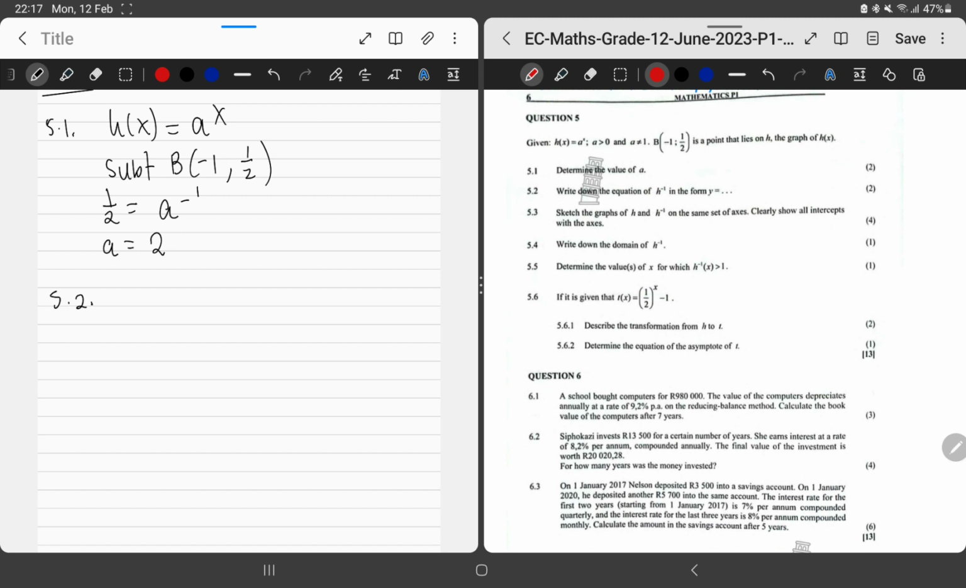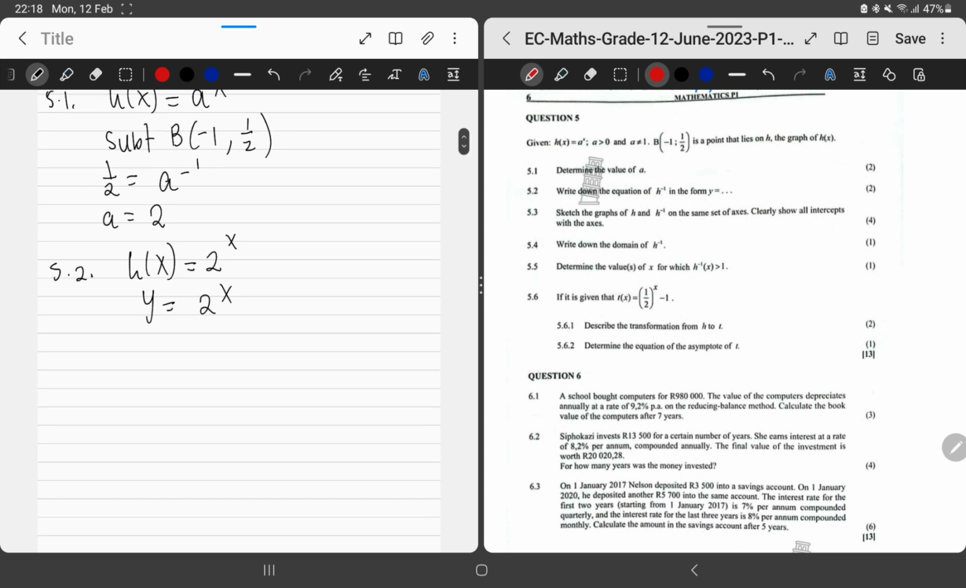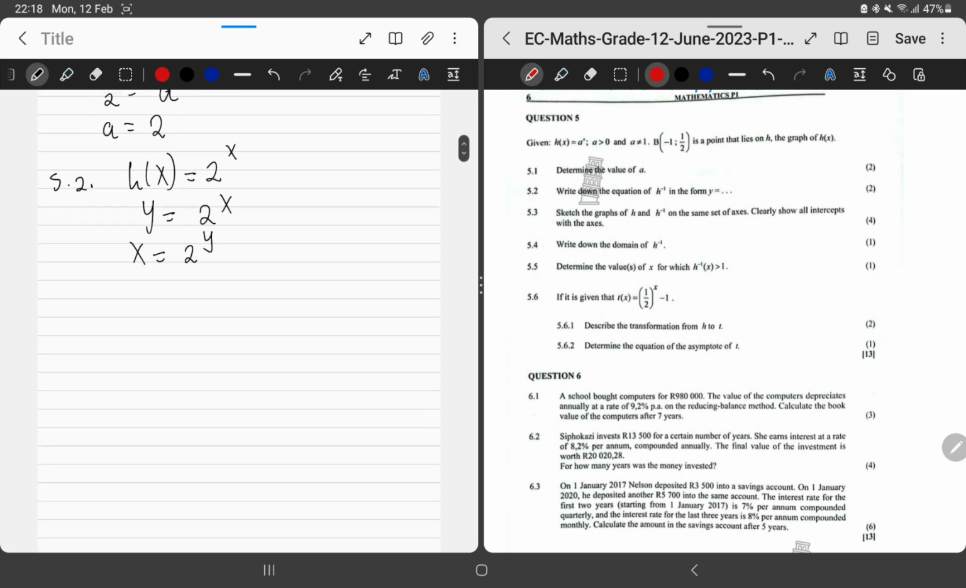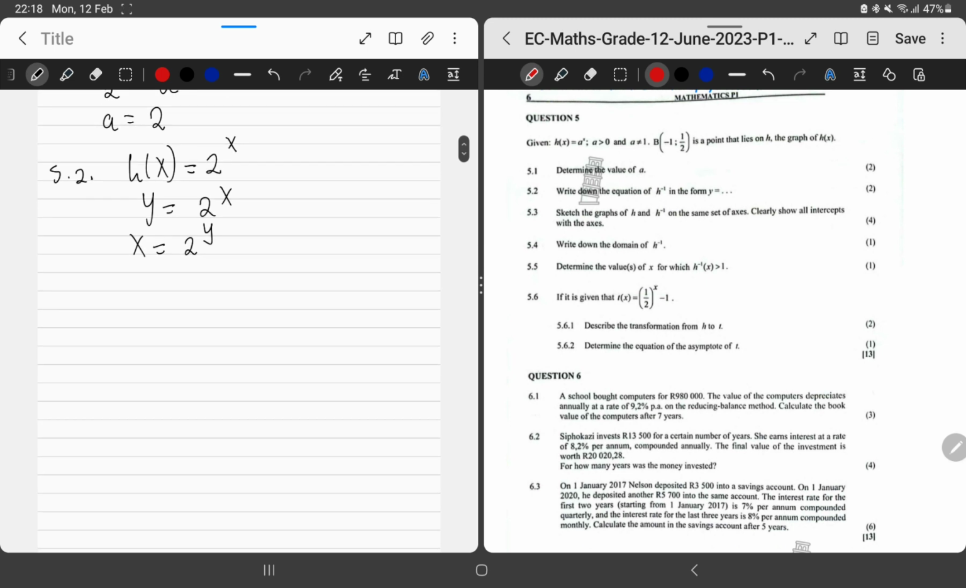5.2. Write down the equation of h inverse in the form of y. So h of x is equal to 2 to the exponent of x. This is y is equal to 2 to the exponent of x. And then I just interchange the x and the y: x is equal to 2 to the exponent of y. Now I need to make y the subject of the formula again.